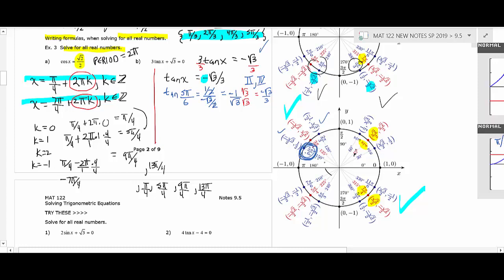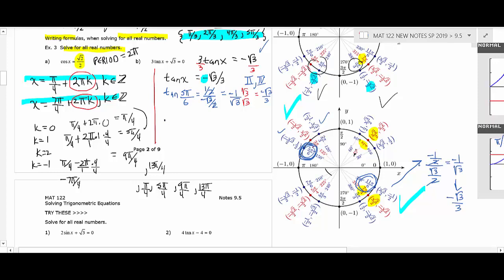The other answer would end up being here, because the same thing would happen. Okay, if you did y over x here, the exact same thing would happen. You would get negative 1 over root 3, but that would rationalize to negative root 3 over 3. So you have two answers. Okay, now let me show you something on this one.